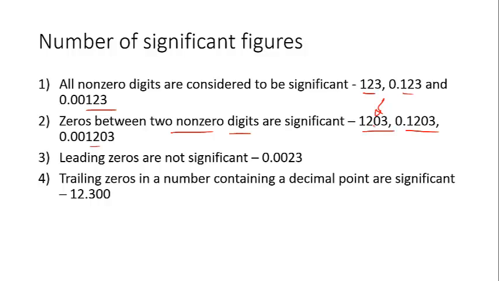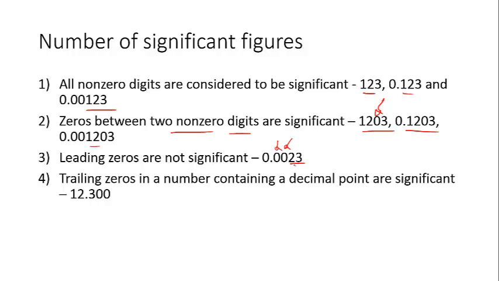Three, leading zeros are not significant. So this number here, 0.0023, would only have two significant figures. These zeros here are not significant, just the 2 and the 3. So this has two significant figures.